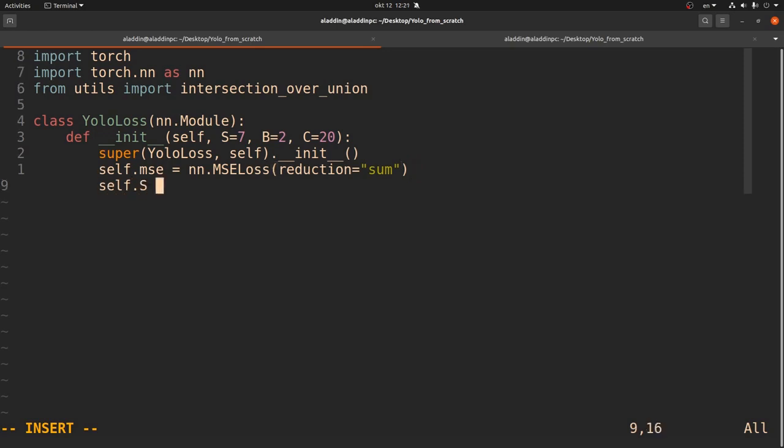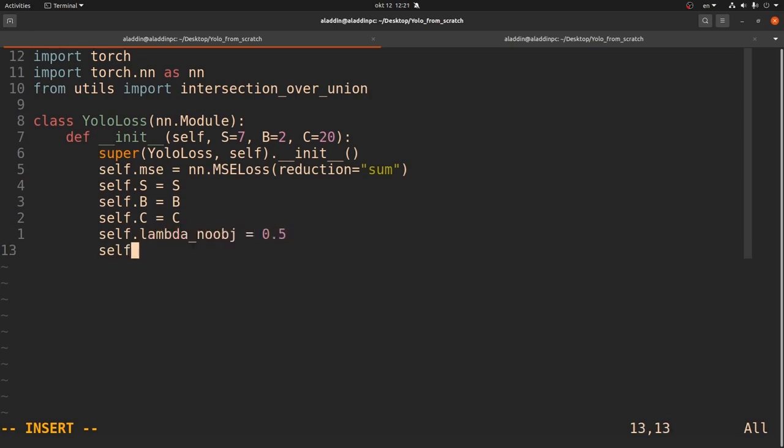Then we're going to do self.s equals s, self.b equals b, self.c equals c. We're going to specify self.lambda no object is 0.5, self.lambda coord is going to be 5. So those are just the ones we need for the init.